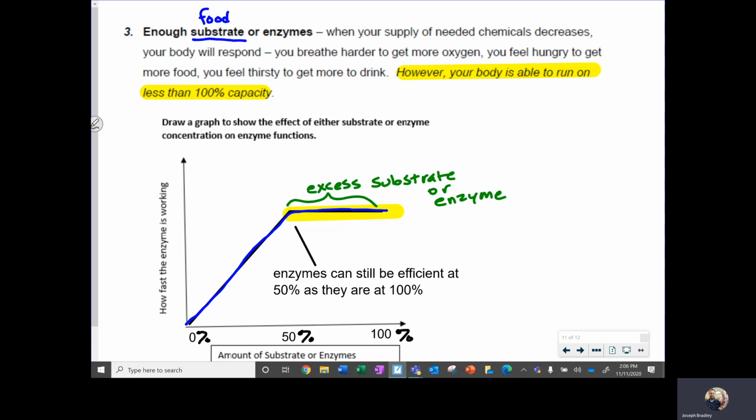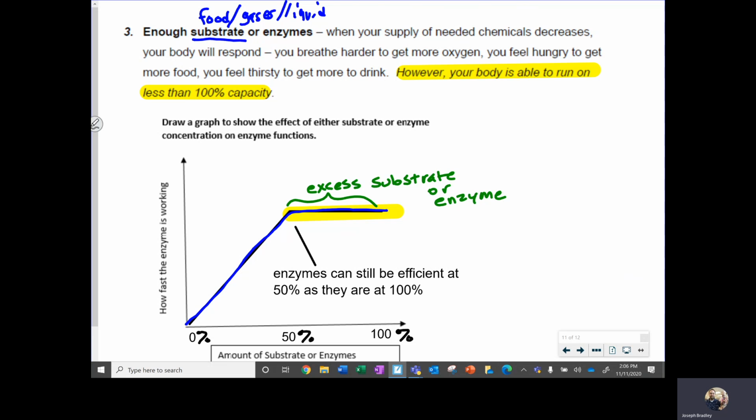You need to drink. You need to breathe harder. You need to eat more. Okay? So again, substrate is going to be your food, gases, and liquids that you need to survive. That's what we are talking about when we talk about substrates.